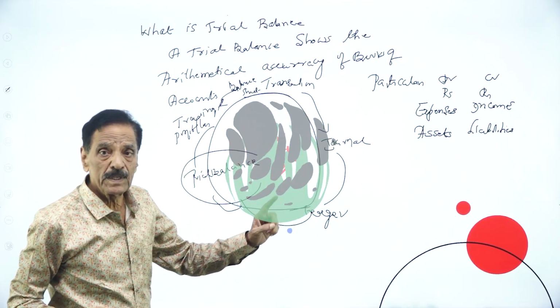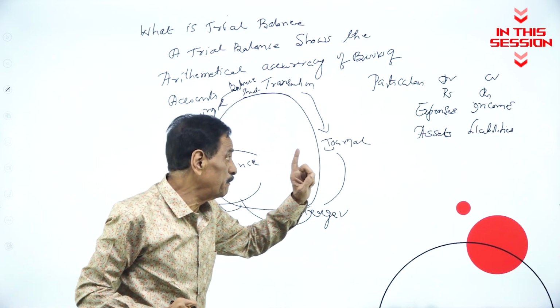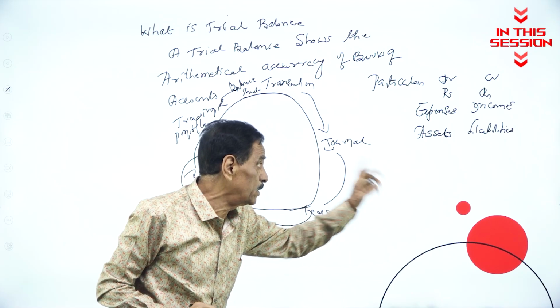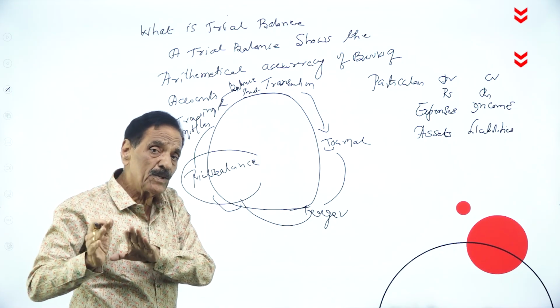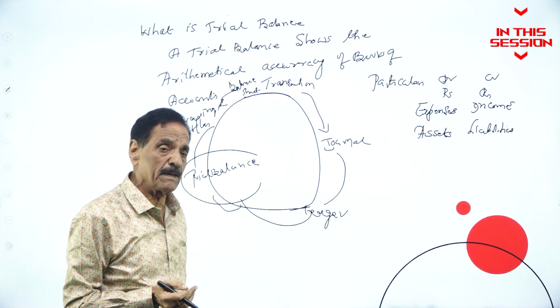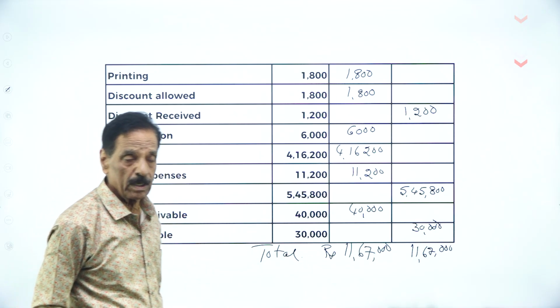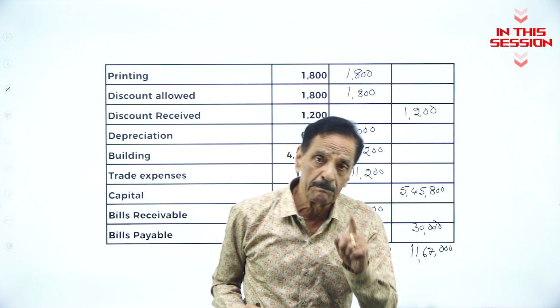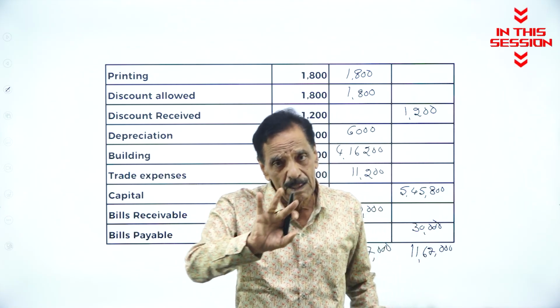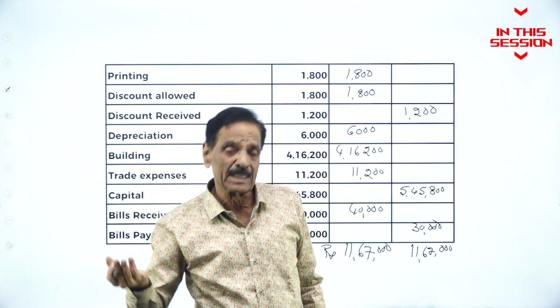Debit the expenses, credit the income. Debit side shows assets, credit side shows liabilities. So balance sheet is the opposite of trial balance. It is tallying for 11,67,000. All the expenses we put on the debit side, all the income we put on the credit side.